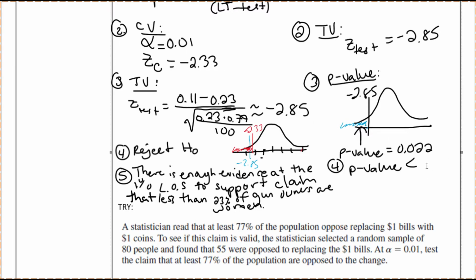So this is going to be less than alpha. This should have 2 zeros here. There should be another 0 there. So this is less than alpha. Let me just erase that and write the 2 zeros. So 0.0022. So it's less than alpha, so therefore we reject. So step 5 is going to be the same.